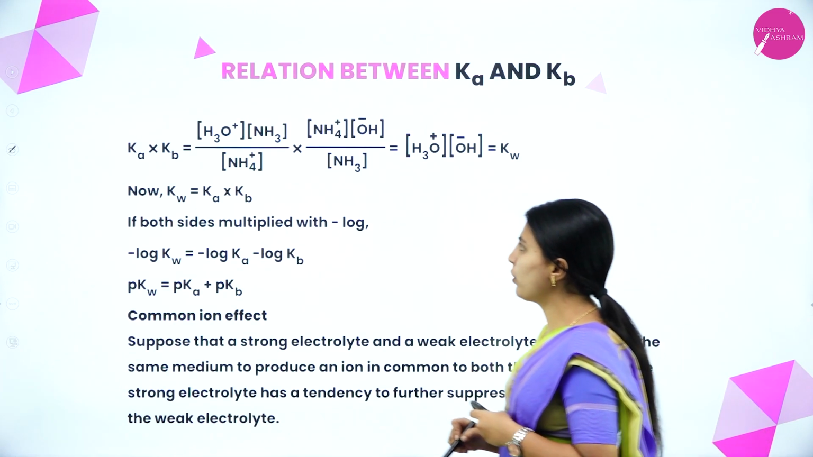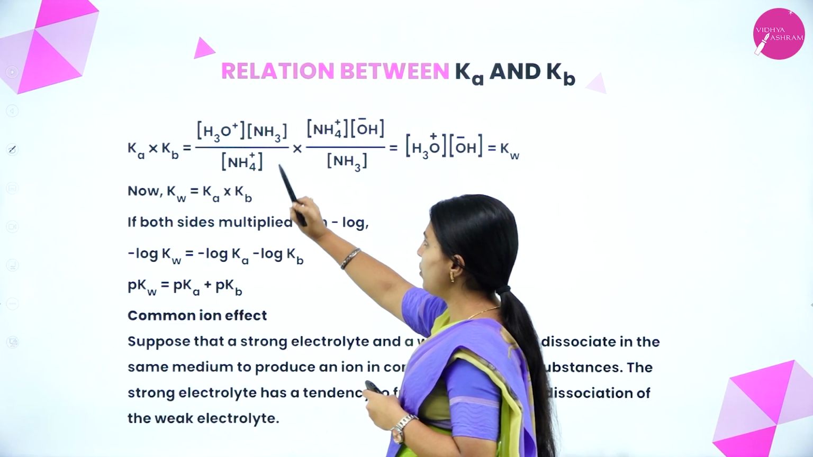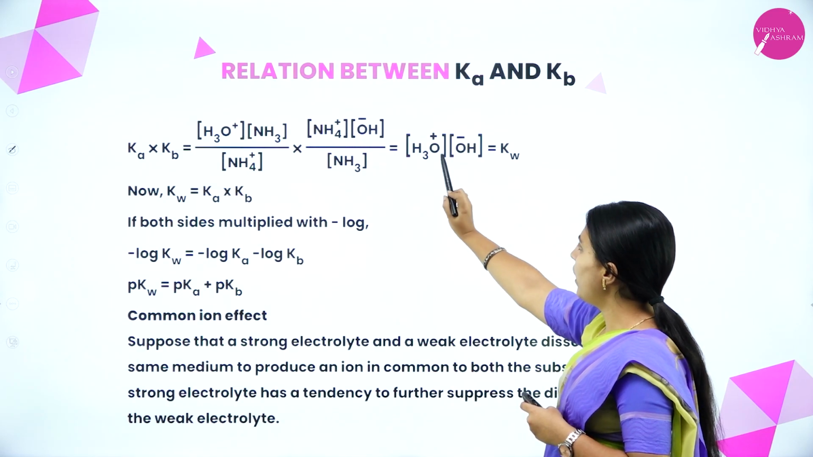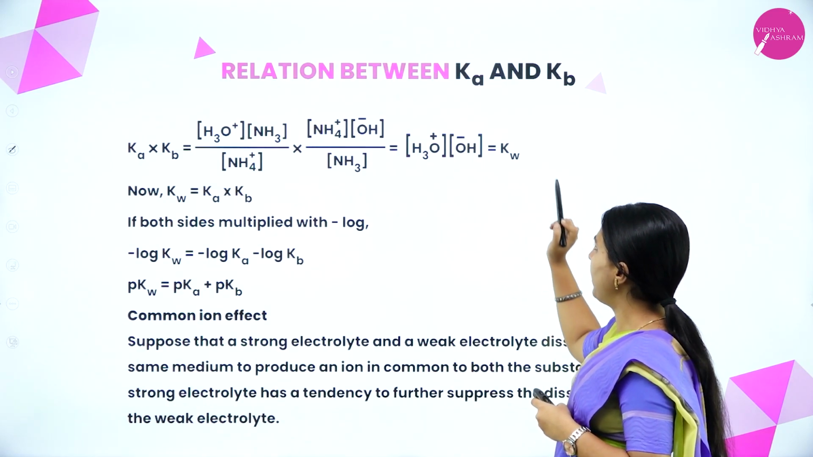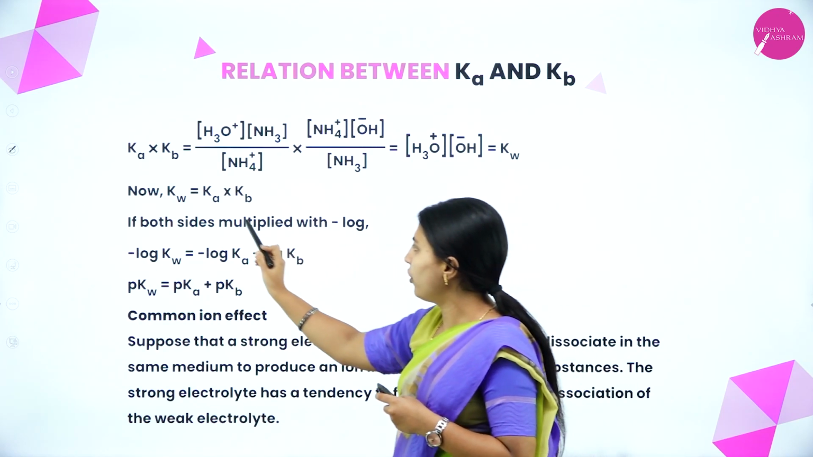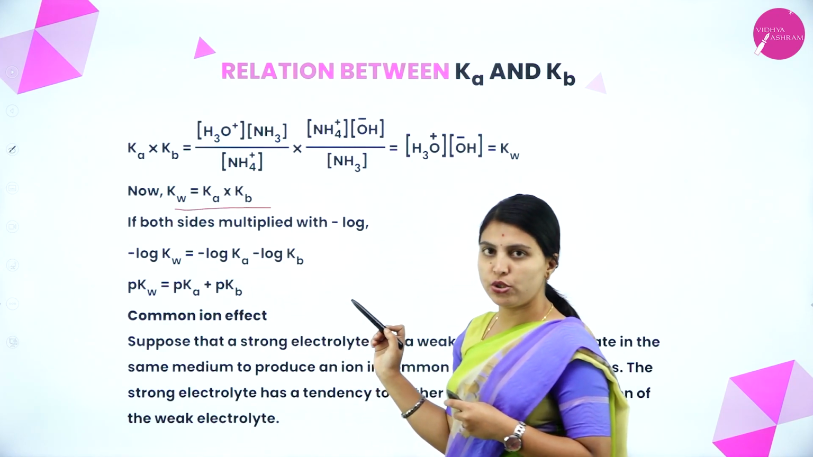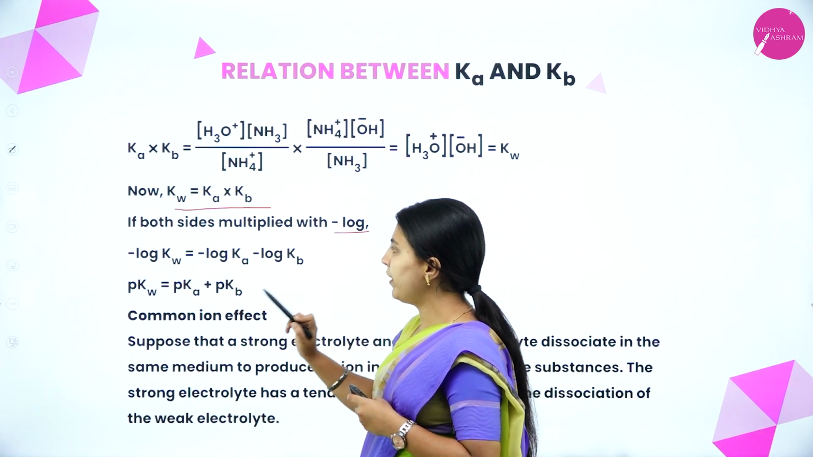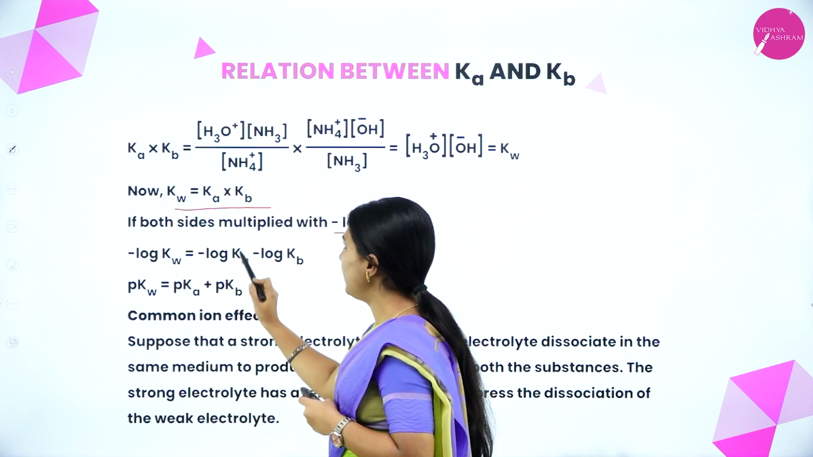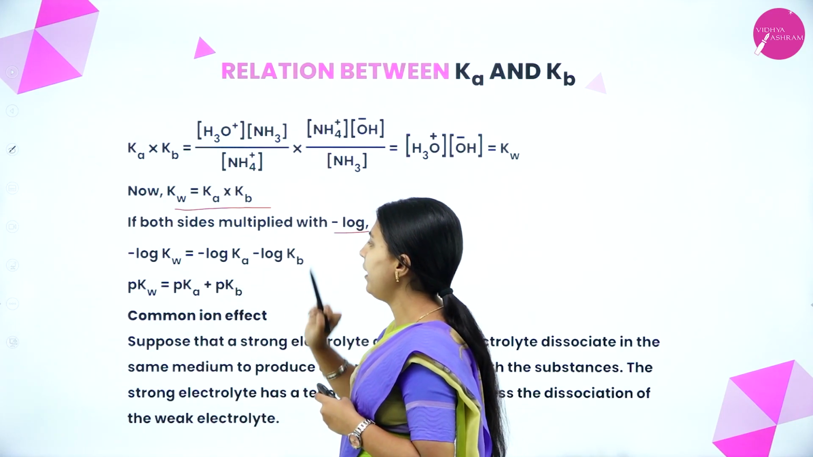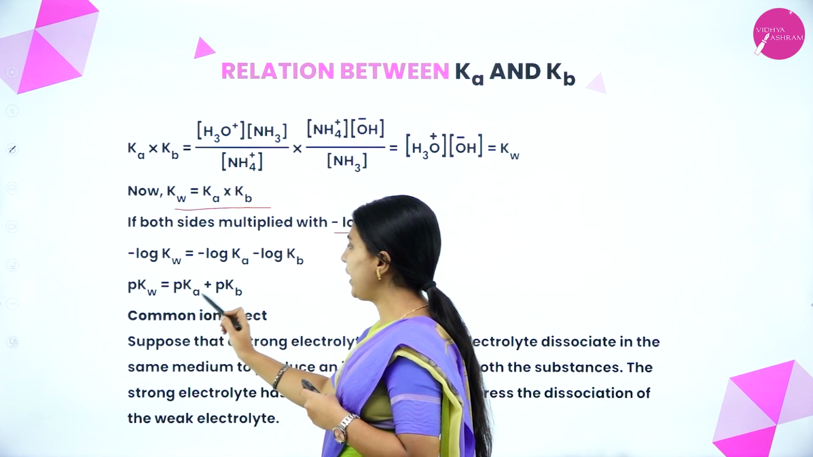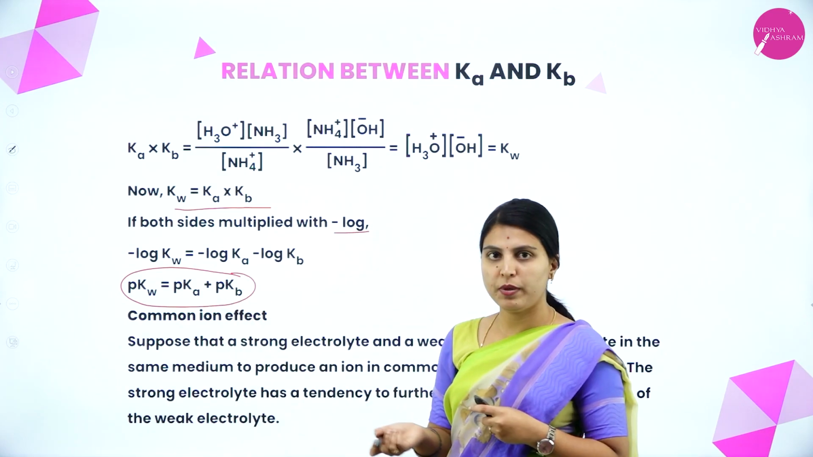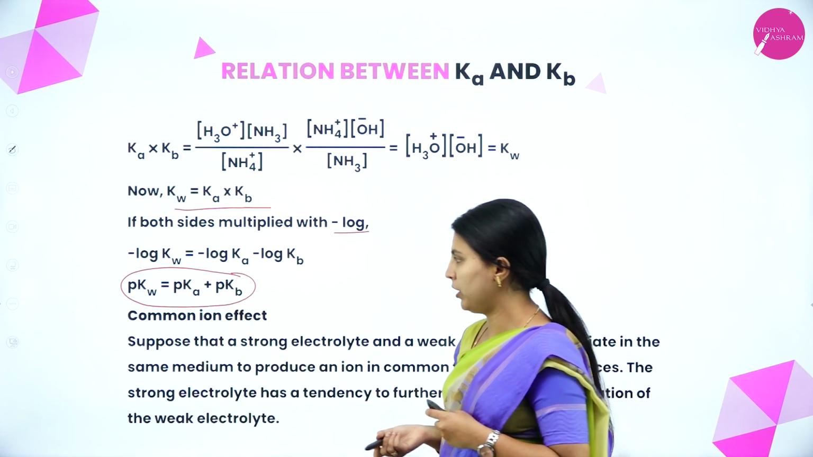Ka into Kb, H3O plus into NH3 by ammonia. This overall calculation shows H3O plus into OH minus will give Kw. Now we have understood Kw equals Ka into Kb. If both sides are multiplied with minus log, we get minus log Kw equals minus log Ka minus log Kb. So pKw equals pKa plus pKb. This formula is also very important for your numericals as well as your competitive examinations.